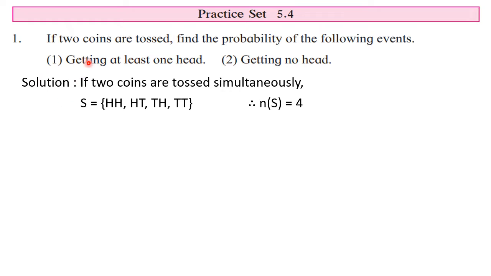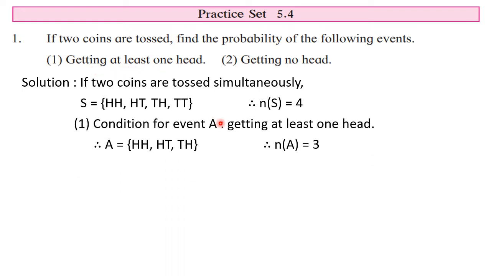Now take the first event, write down: let A be the event of getting at least one head. Or you can write it this way also, condition for event A: getting at least one head. You need to describe the event. Don't write the event directly. Afterwards, you have to write down that event in the form of a set. And for that, you are going to use the sample points from the sample space.